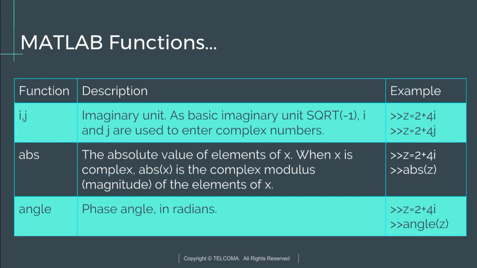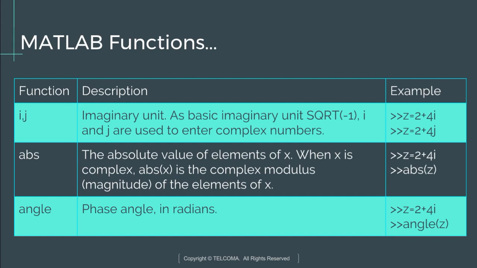Now there are various other MATLAB functions like i, j. These are the imaginary units. As the basic imaginary unit, square root of -1, i and j are used to enter complex numbers. Here I have also written the examples for the same. You can go through these examples by yourself in the command window.